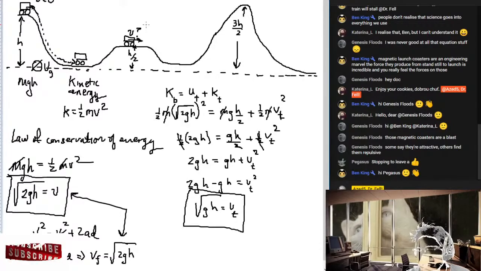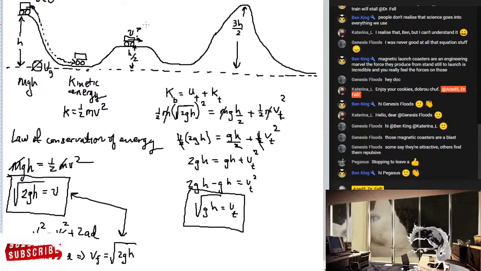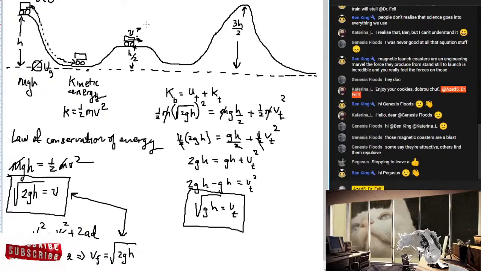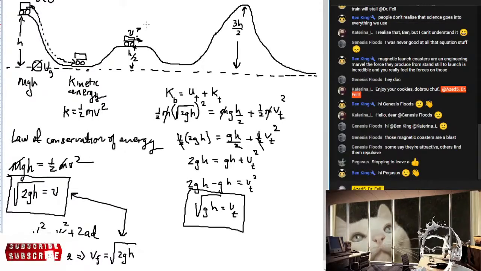So if you know the initial height, you'll know how fast you're moving when you get to that first hill. And that's assuming no loss of energy due to friction or air resistance, etc.